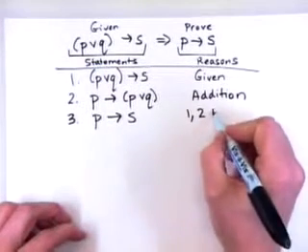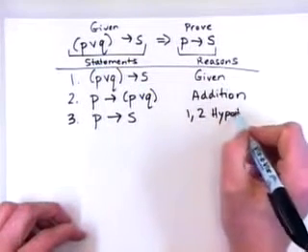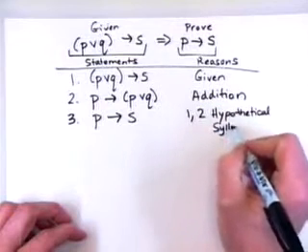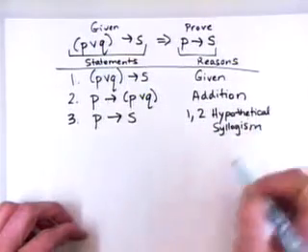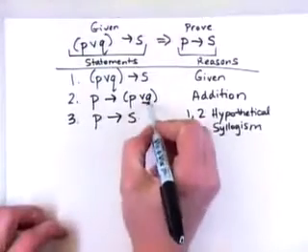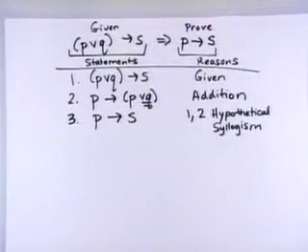So that was from lines 1 and 2 and the rule called hypothetical syllogism. And this is your favorite rule. And if it's not your favorite rule, it will become your favorite rule. Now this was a nice quick way to get rid of this OR Q that I didn't want.